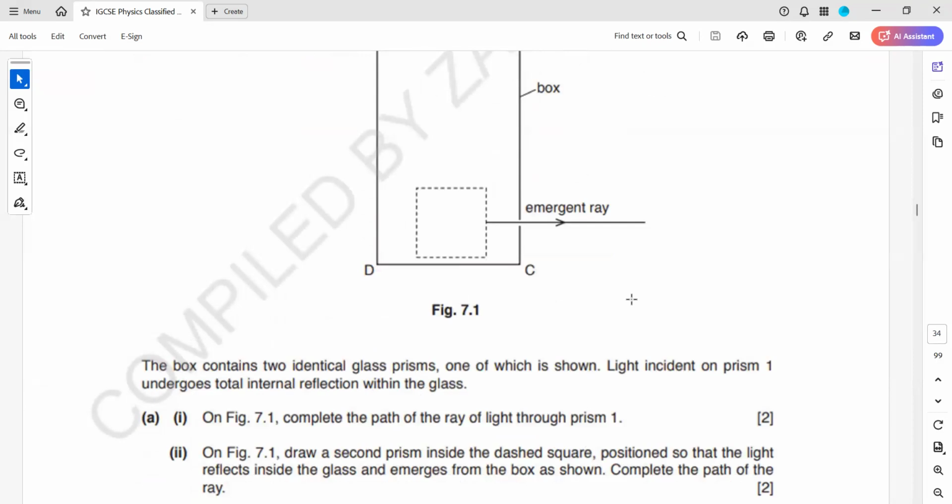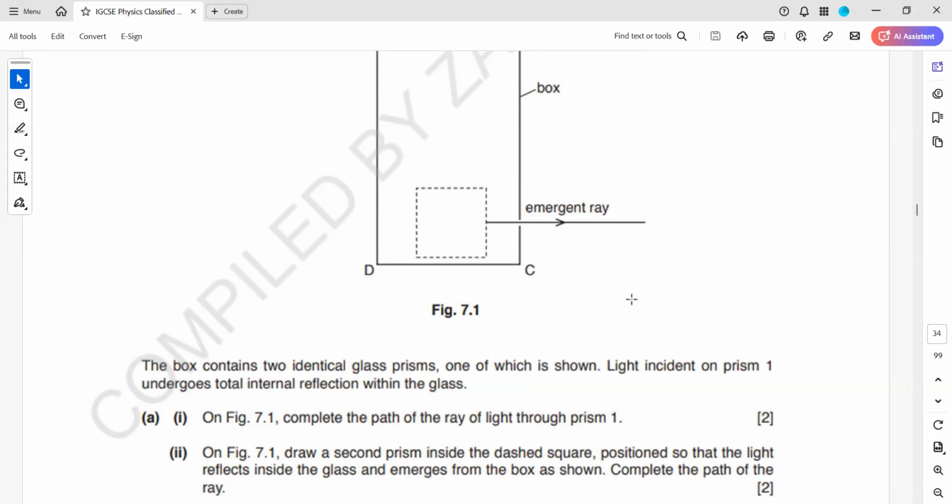Total internal reflection means when the light is reflected back in the same dense medium. For example, a light is moving from water to air, so light should move out from water to air. But if the light is reflected back in the same dense medium, we call that total internal reflection.